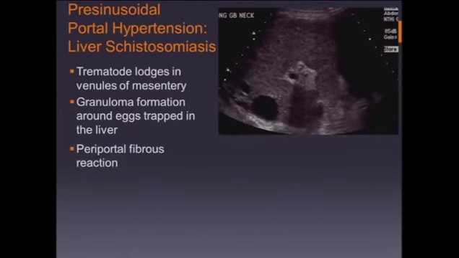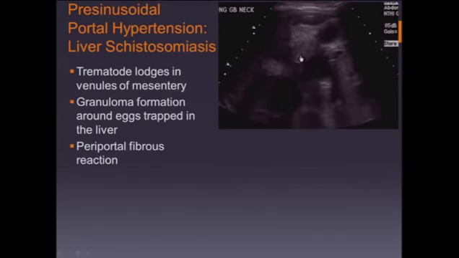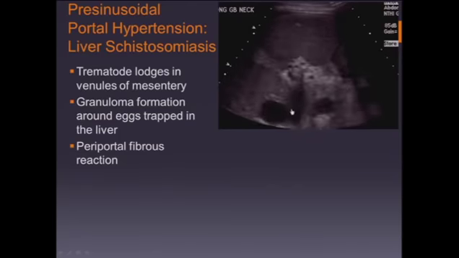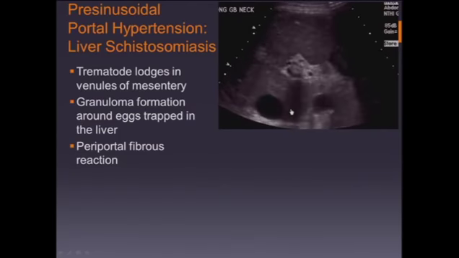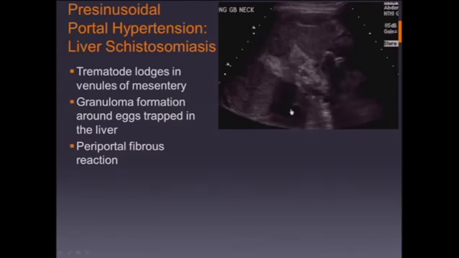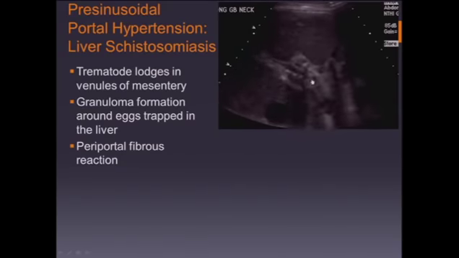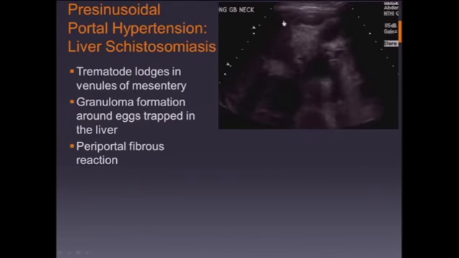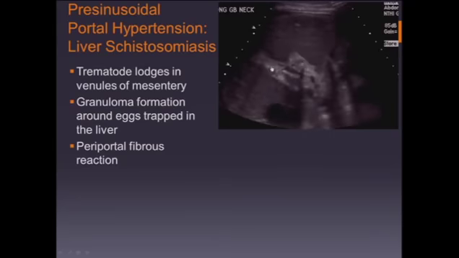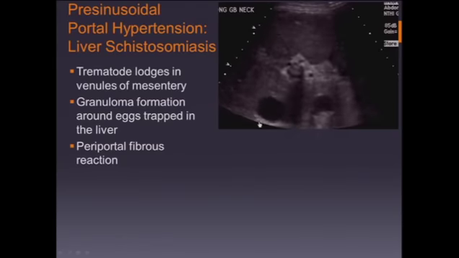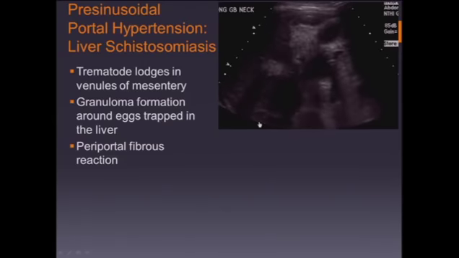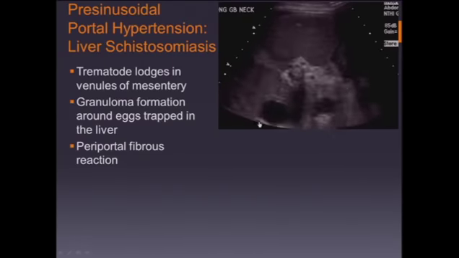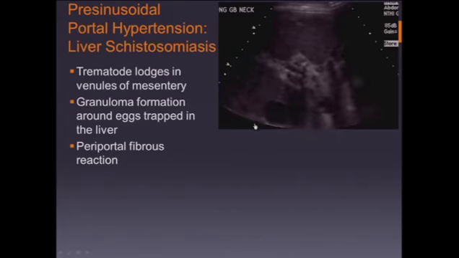This granulomatous reaction causes fibrosis, and the result is a dense fibrotic reaction forming around the portal vein. This grayscale image shows the portal vein here embedded within an echogenic cuff that surrounds the portal vein and its branches, and the portal vein eventually becomes narrowed by this fibrous reaction, and the obstruction to the portal vein leads to portal hypertension.